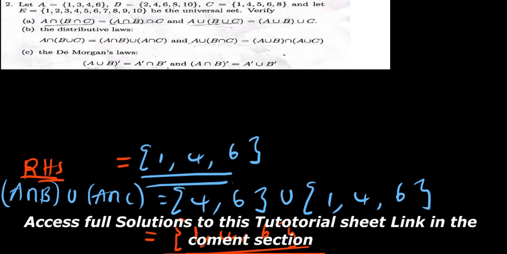So we are still verifying. Now we are verifying De Morgan's law. This first one was the distributive law. This first one was the associative law. Then the distributive law, De Morgan's law. Yeah, so let us try.